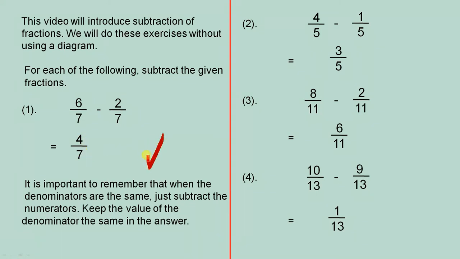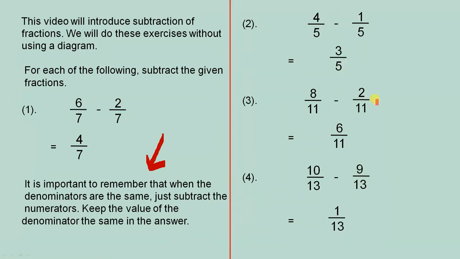And here is the rule you have to remember. It is important to remember that when the denominators are the same, just subtract the numerators. Keep the value of the denominator the same in the answer. So 4 over 5 take away 1 over 5. 4 take away 1 gives us 3, so it's 3 over 5.